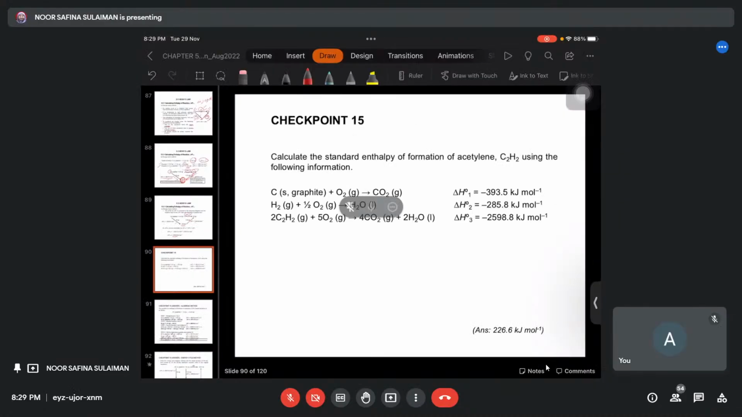None, madam. Alright, so let's look at point 15. Calculate the standard enthalpy of formation of acetylene using the following information. They give you this, but they don't give you the equation, the equation for the enthalpy of formation of acetylene. So can you construct it yourself? Have you learned how to do this? So you first write your target equation, the formation of acetylene, and then first you use Hess's Law, the algebraic method. Second, you use the energy cycle method. I did it like that.